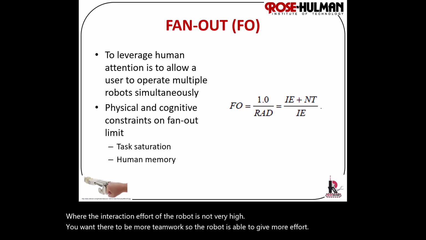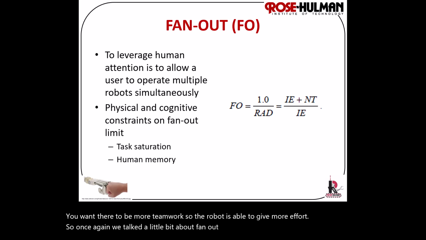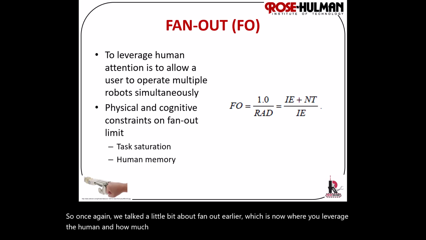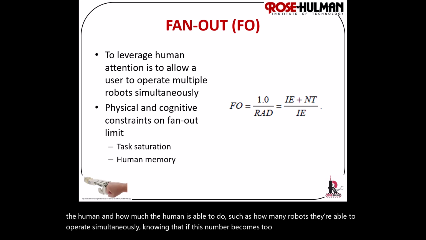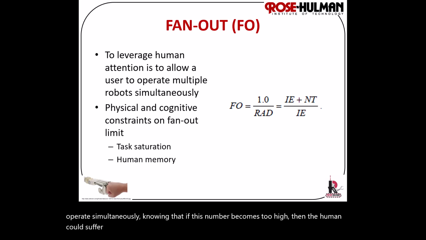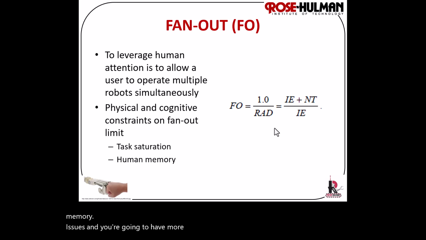So once again, we talked a little bit about fan out earlier, which is now where you leverage the human and how much the human is able to do, such as how many robots they're able to operate simultaneously, knowing that if this number becomes too high, then the human could suffer from physical or cognitive fatigue or constraints. So there is a fan out limit. And so what happens is you're going to have task saturation, you're going to have human memory issues, and you're going to have more mistakes.